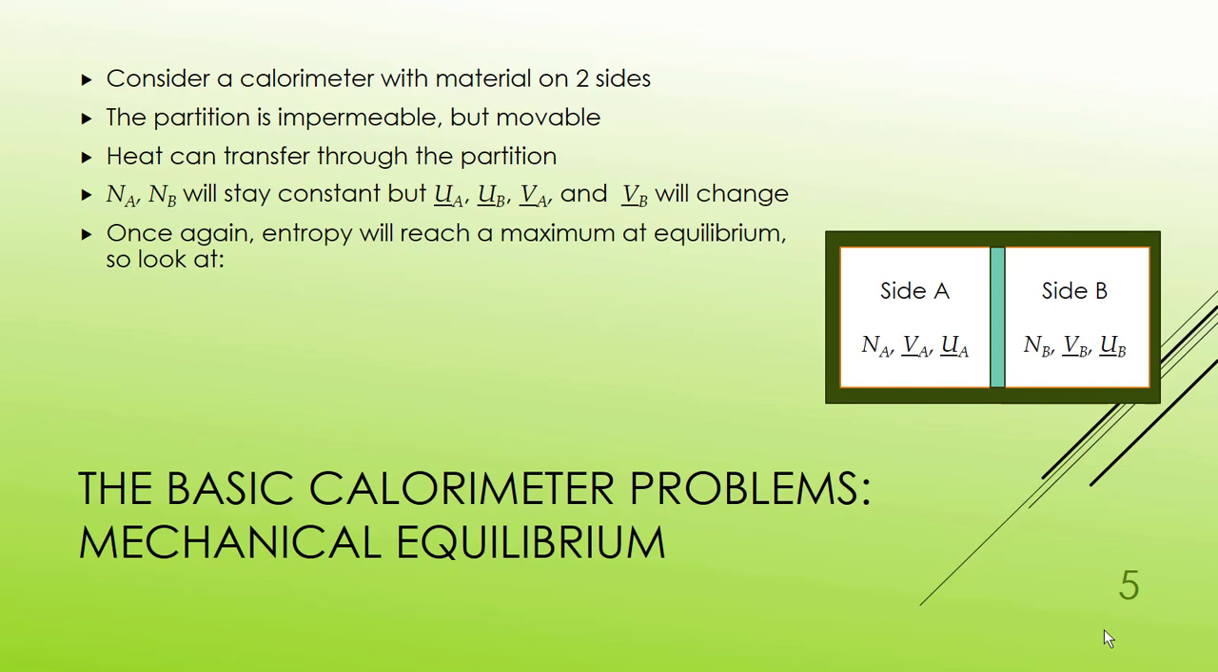Again, if we're going to equilibrium, entropy is going to reach a maximum, and so when we look at my dS as the sum of the change in entropy on the two sides, for this expression, if dN is 0, I still have the dU and the dV terms for side A and side B, written here.